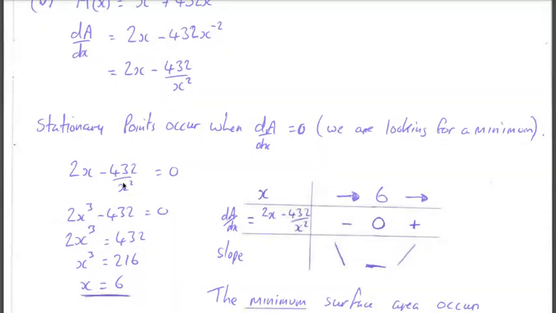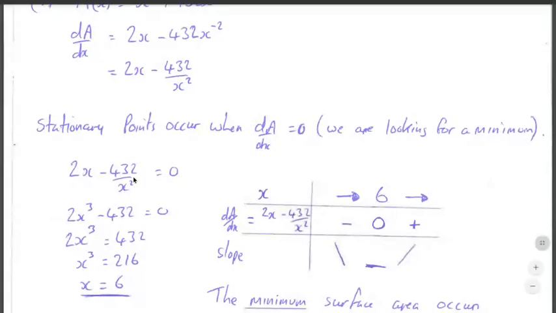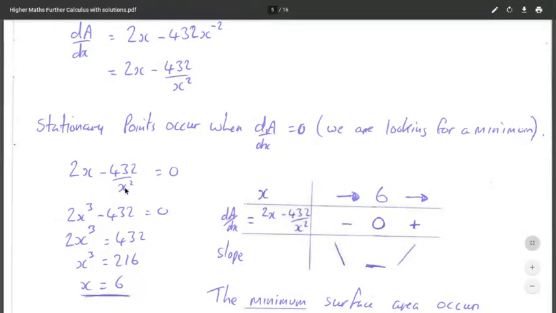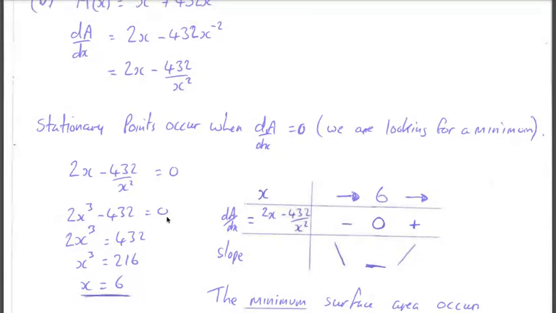What I'd like to do is eliminate any denominator here. Because the denominator is x squared, I'm going to multiply all three of these terms. I'm going to multiply 2x by x squared, which will be 2x cubed. I'm going to multiply 432 over x squared by x squared. If we have an x squared on the top and on the bottom, they're going to cancel out, and we're going to be left with 432. And 0 multiplied by x squared is just 0, so that stays the same. So now we're solving 2x cubed minus 432 equals 0.